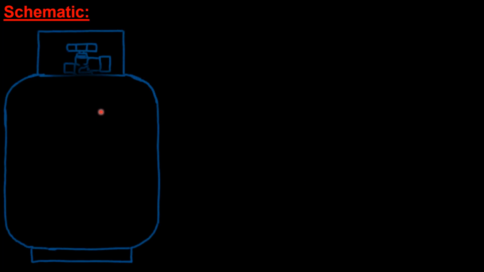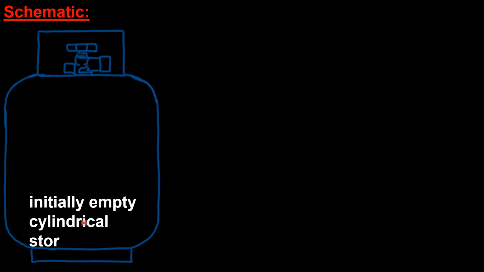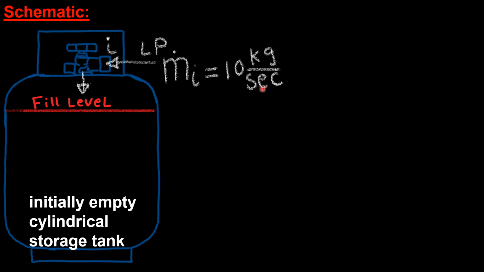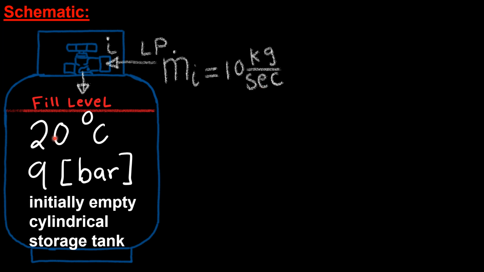So first thing, let's draw a schematic. Let's take a look at this propane gas tank. Initially, it is an empty cylindrical tank. Next, let's draw this line, and let's say this line represents the fill level. The liquid propane enters at the inlet of the tank to fill the tank all the way to the top with a mass flow rate of 10 kilograms per second. When the tank is being filled, the propane temperature is 20 degrees Celsius and the pressure is 9 bar.